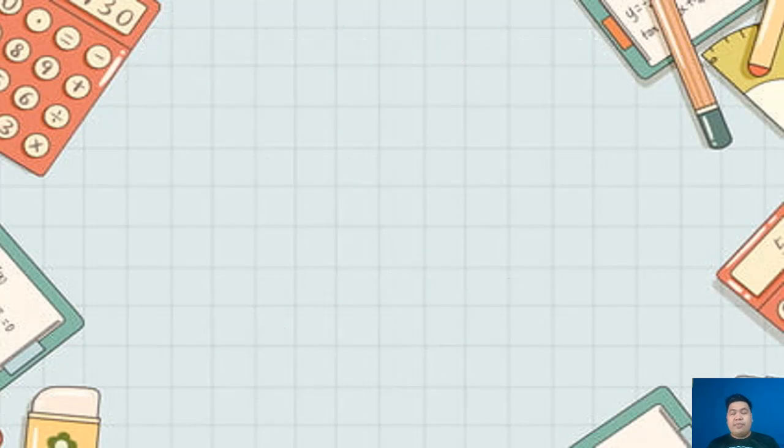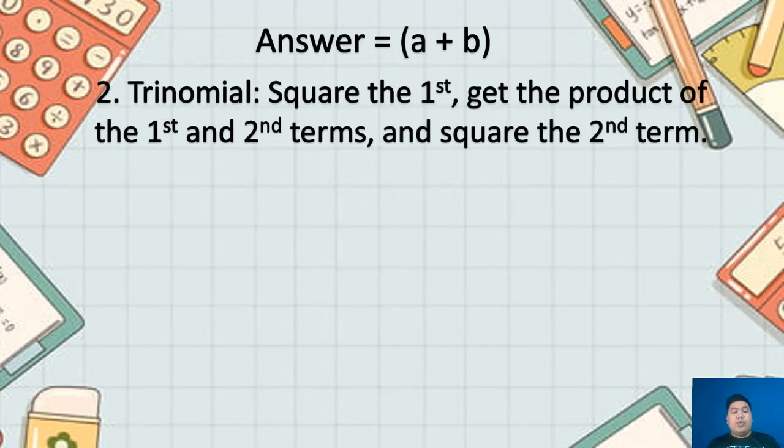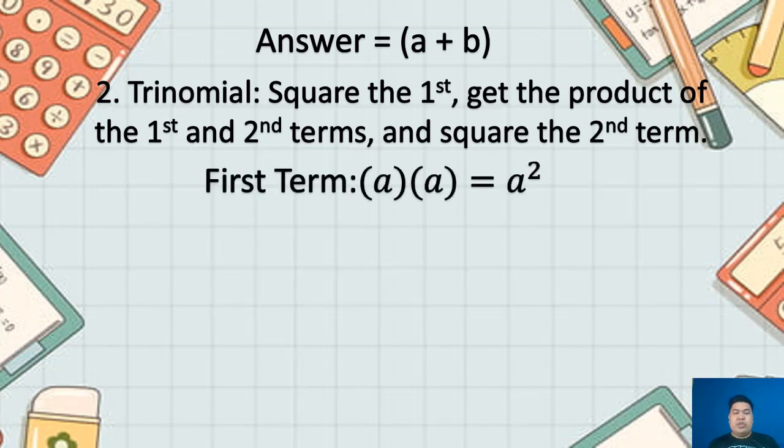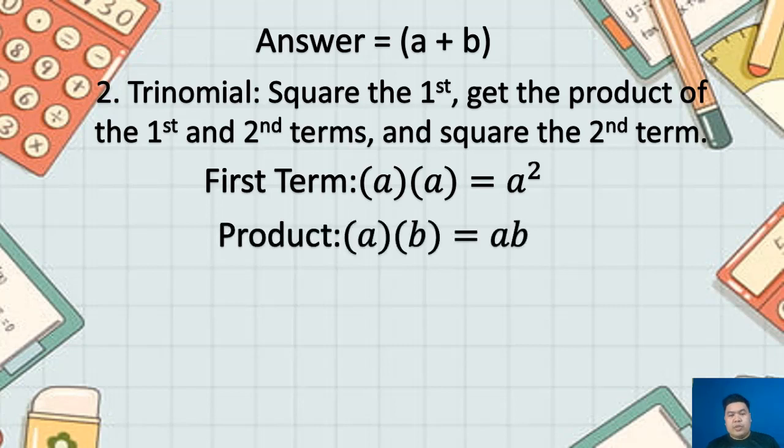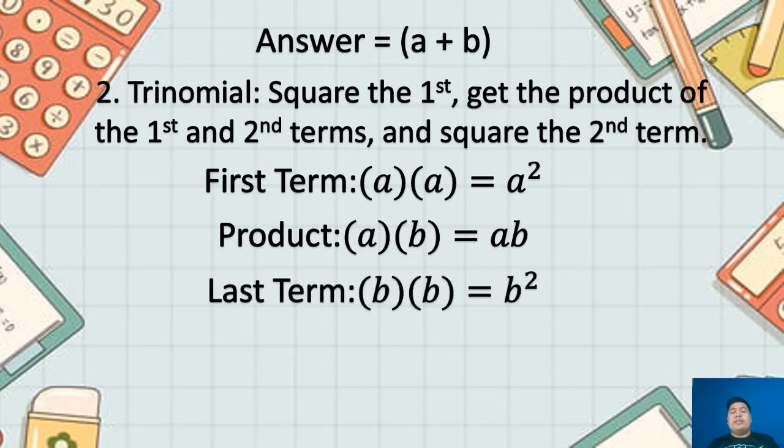Now for the second step, we will get the trinomial. In getting the trinomial, first square the first. Our first is a, so a multiplied by a gives a squared. Then for the second, get the product of the first and the second term: a multiplied by b, so we have ab. Then for the last term, we get the square of the second: b multiplied by b is b squared. So our trinomial here is a squared minus ab plus b squared.